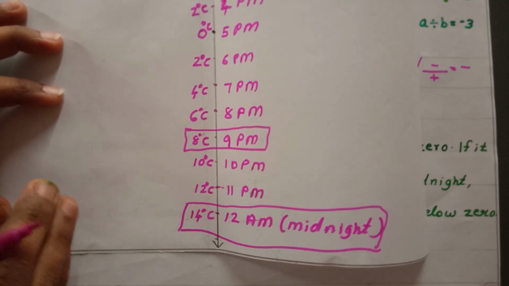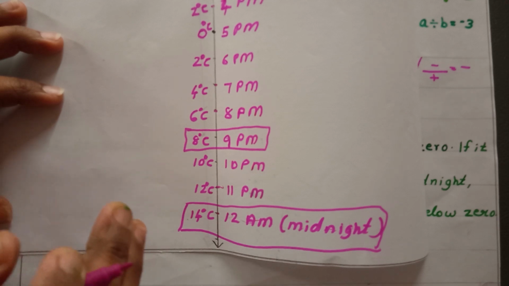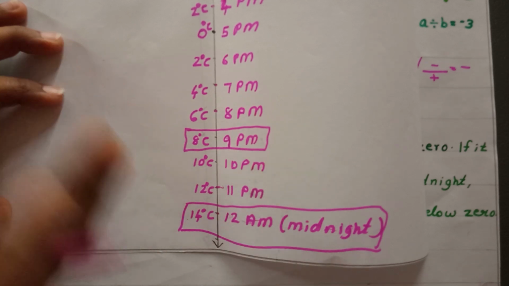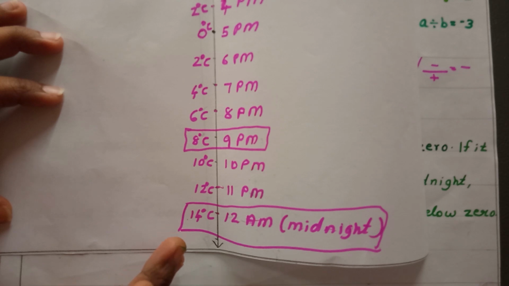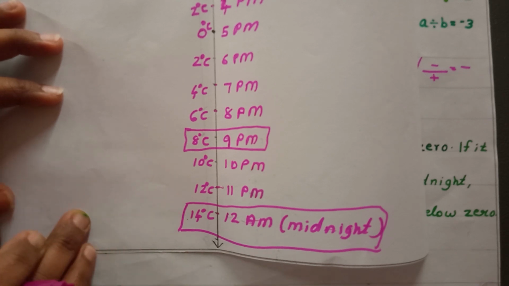Otherwise, you can write minus 14 degrees Celsius. The temperatures below 0 we will be representing by negative integers. Both the answers will be correct.